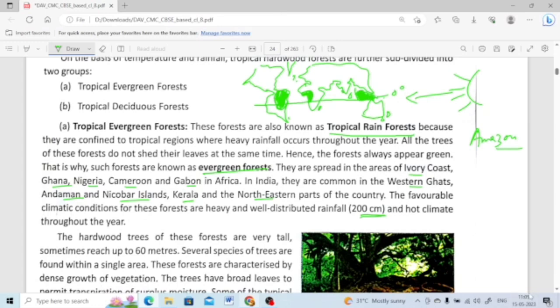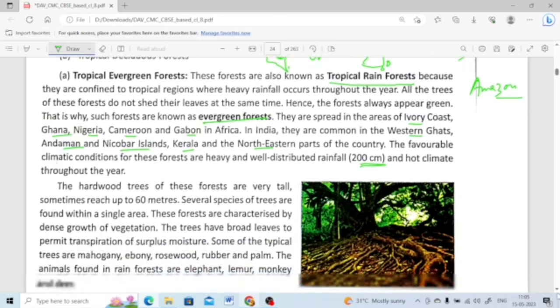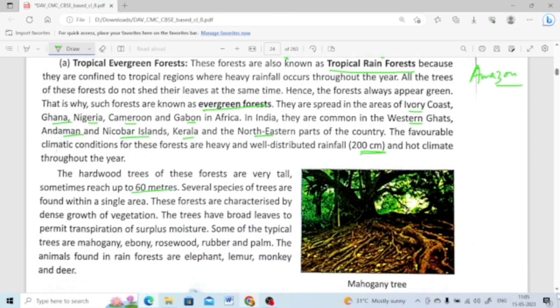The hardwood trees of these forests are very tall, up to 60 meters. So this is the point of feature, or if I say state three features of the trees found in tropical rainforest, this will be one point. Second, several species of trees found in a single area. Third, this forest is characterized by the dense growth of vegetation. Fourth, the trees have broad leaves and permit transpiration of surplus moisture because there's excess.